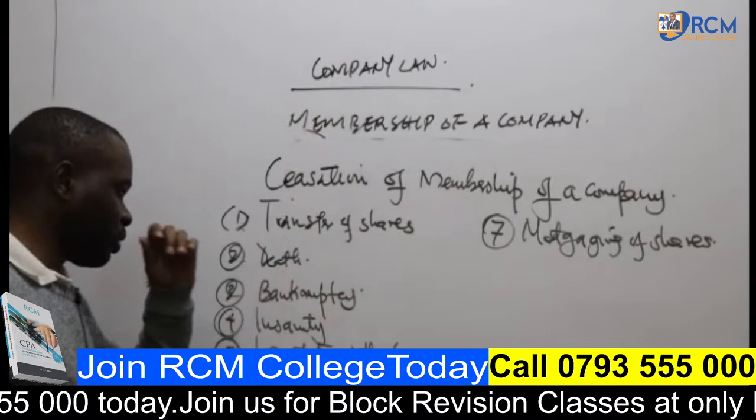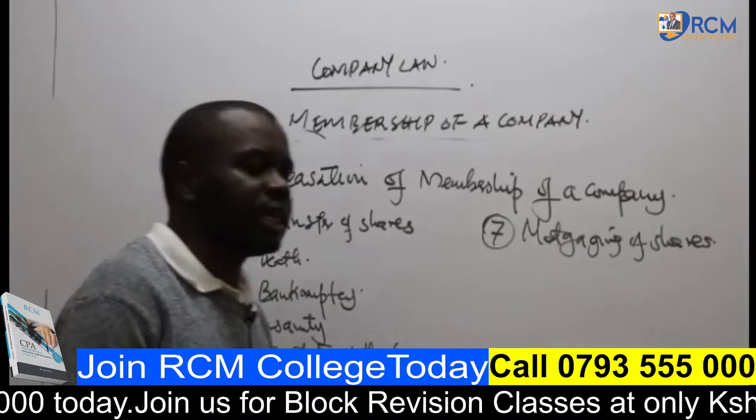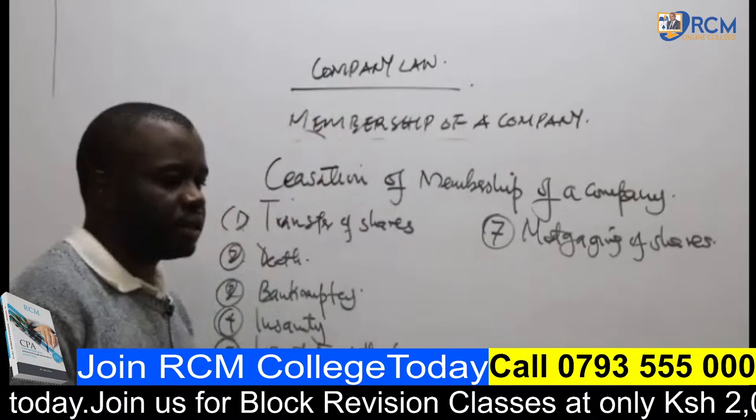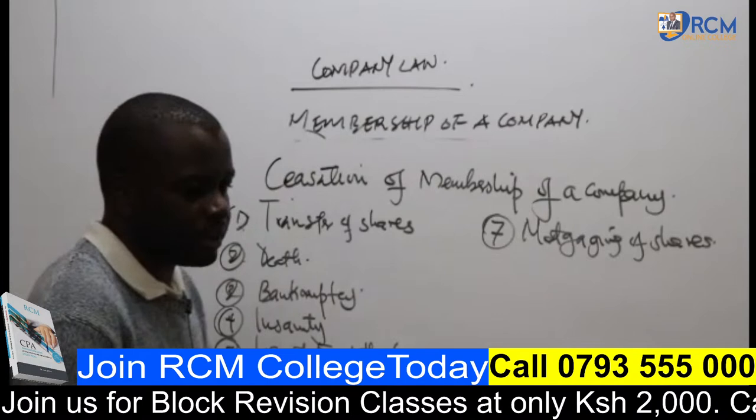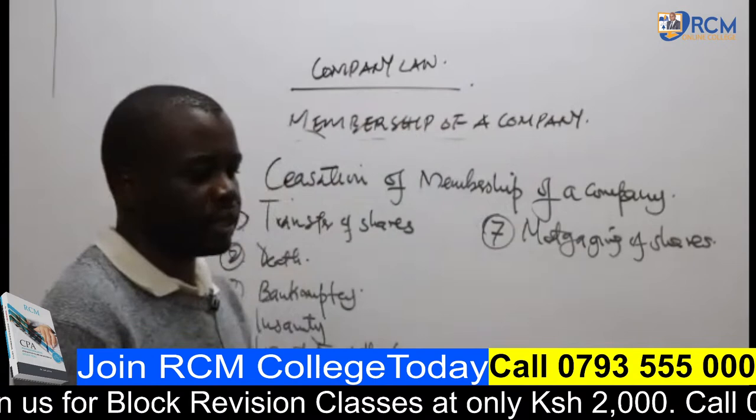Bankruptcy. If a person has been declared bankrupt, he loses the shares to a person known as a receiver. So in such a case, the bankrupt person loses membership. Insanity, so the person who has been declared insane, the shares can be lost to a trustee. So a trustee can take over the shares on behalf of the insane party.